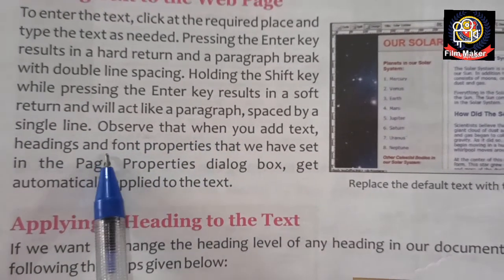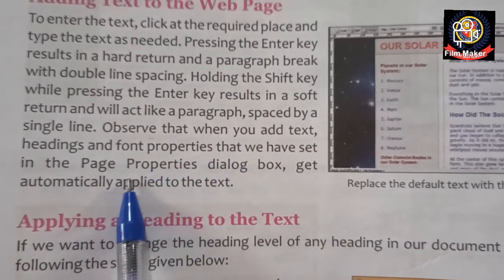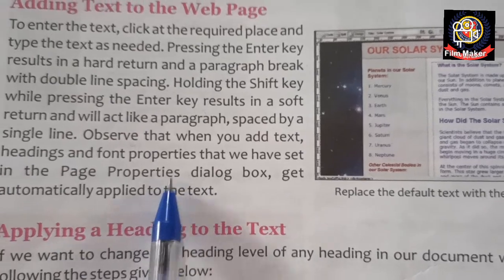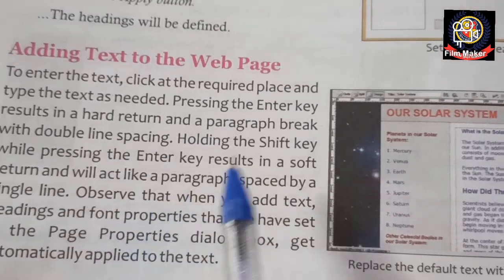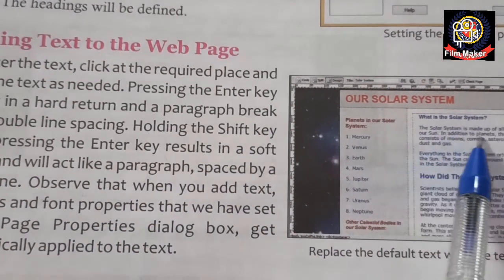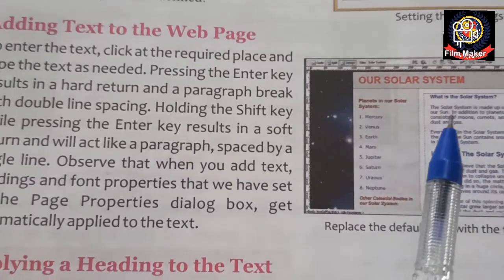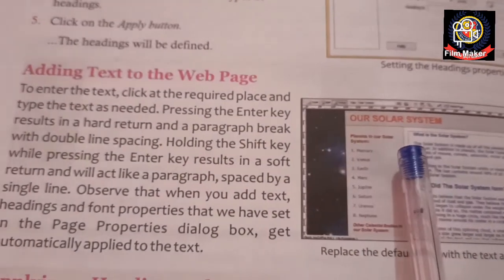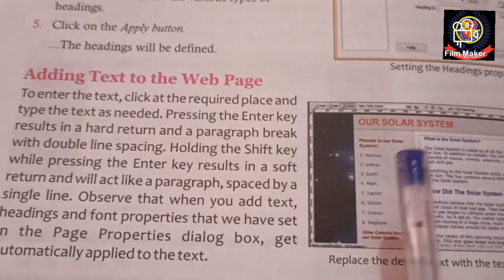Observe that when you add text, the headings and font properties that we have set in the Page Properties dialog box get automatically applied to the text. So basically we have to just start to enter the text. Click at the required place, wherever you want to enter text, just click it. Yes children, this way we are adding text to the web page. We just need to click over there and start writing the text whatever we want to write.